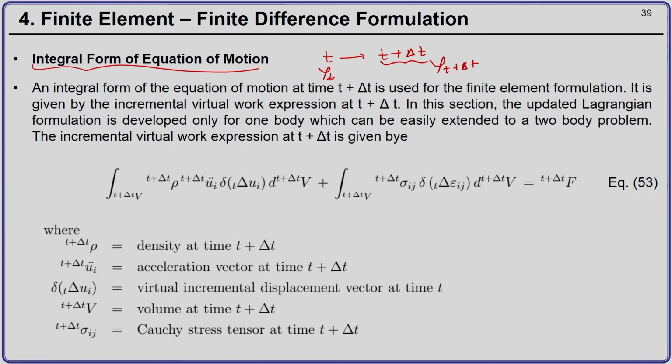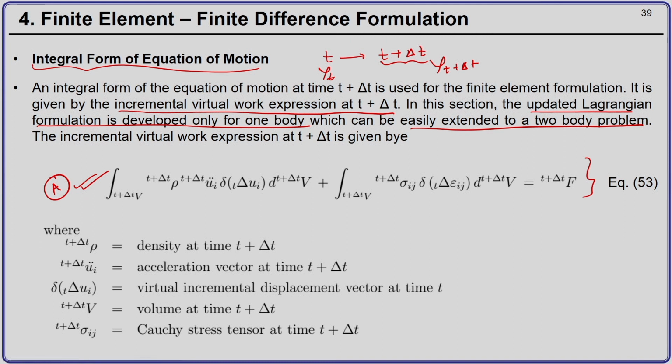Now, the integral form of the equation of motion is given by the incremental virtual work expression at time t plus delta t. So, we use the updated Lagrangian formulation, which was developed for one body in the previous slide, and we easily extend it to two body problems. We will do this for a single body, and because we are dealing with contact bodies, you can imagine this is written for body A, and then you can write a similar expression for body B.